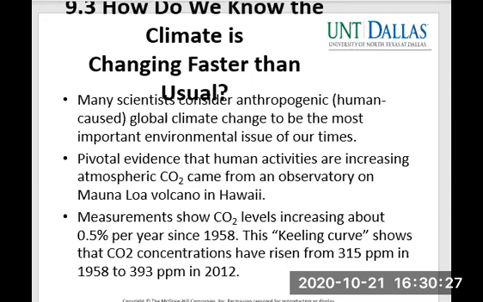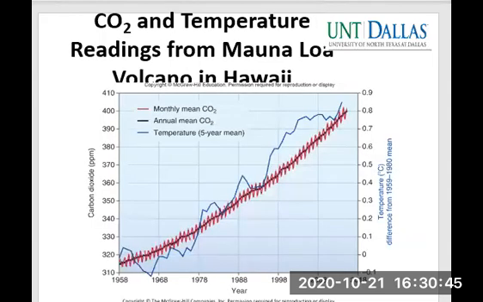The Keeling curve, which has been continuously updated, shows that carbon dioxide concentration has risen from 315 parts per million in 1958 to about 393 parts per million in 2012. So this is Keeling's graph, which shows that from 1958 the carbon dioxide concentration has increased up to 2012.